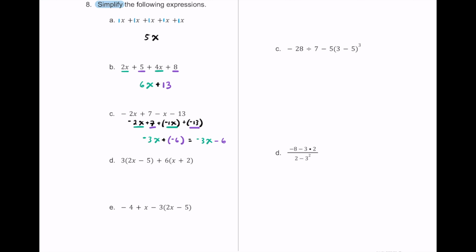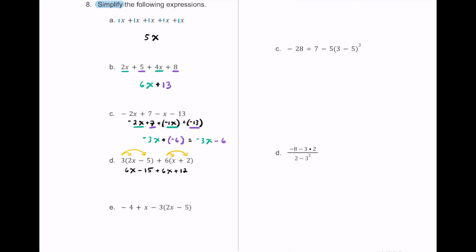For letter D, we have 3 times the quantity of 2x minus 5 plus 6 times the quantity of x plus 2. Let's go ahead and distribute this 3 to both of these terms over here. So 3 times 2x, that's going to be a total of 6x. Then 3 times this minus 5 is going to be minus 15. And then if we go ahead and distribute this 6 to this 1x and 6 to this 2 over here, 6 times 1x is going to be 6x, and then 6 times 2 is going to be 12.